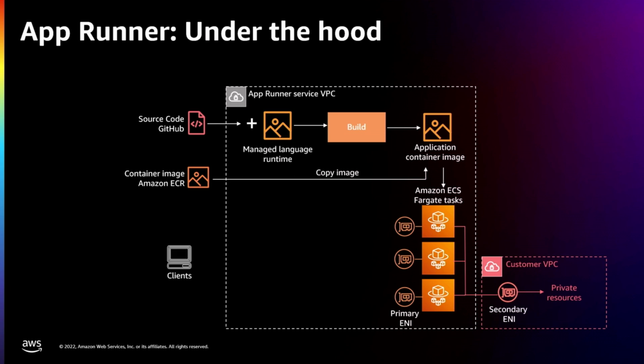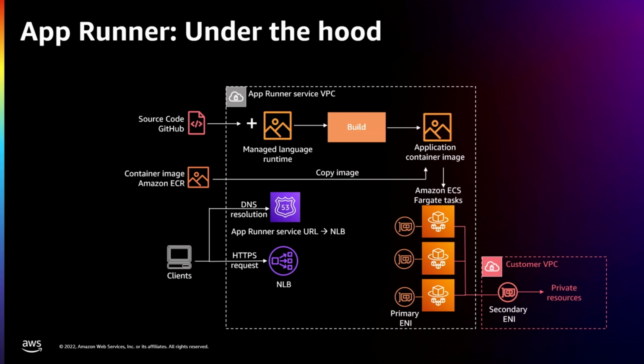So what happens when you actually send a request? When your clients send a request to that URL that I talked about, the URL gets resolved, using Route 53 behind the scenes, to an NLB, a network load balancer that we run in our account. The NLB forwards it to an L7 request router, and the L7 request router then forwards it to the Fargate tasks that we've spun up for your service through that primary ENI that we talked about.